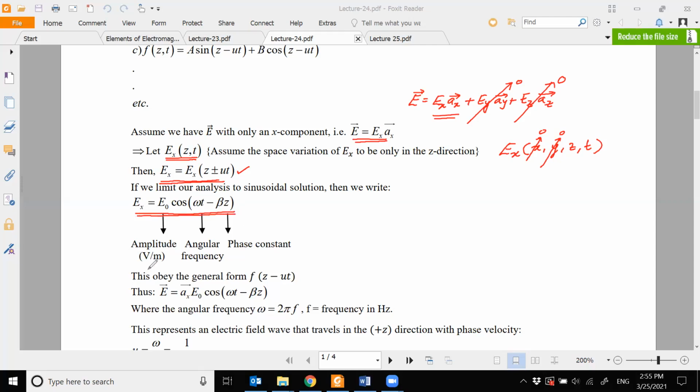This is a standard notation, where E0 is the amplitude of my electromagnetic wave, omega is the angular frequency, and beta is a new term, called the phase constant. Sometimes it is also called the wave number, but since our book uses phase constant, we will use phase constant. The solution obeys the general solution, so it is intact.